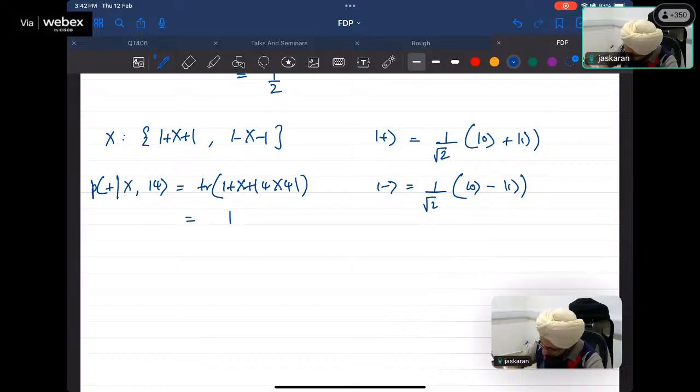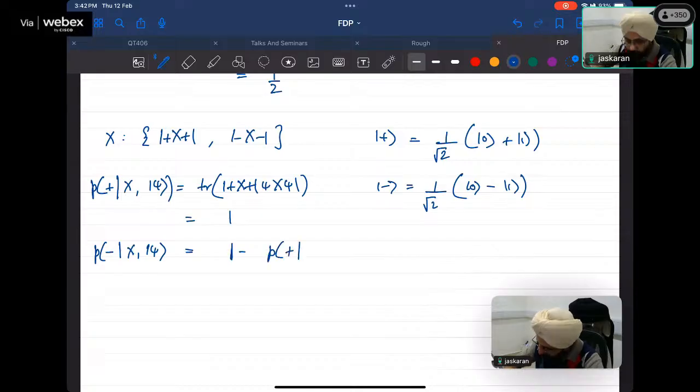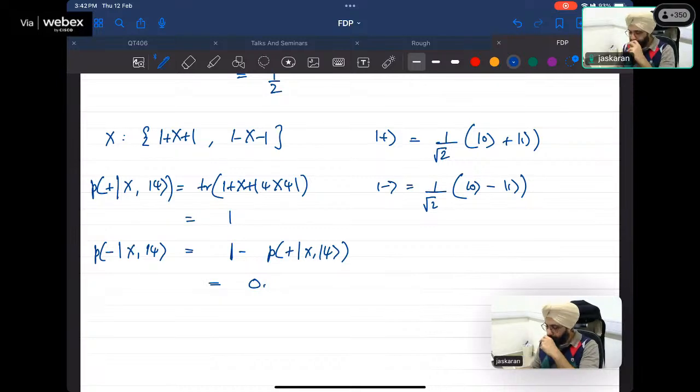Moreover, the probability of getting the negative eigenvalue for the same setting and the state ket psi is then 1 minus the probability of getting the outcome plus, which is nothing but 0.